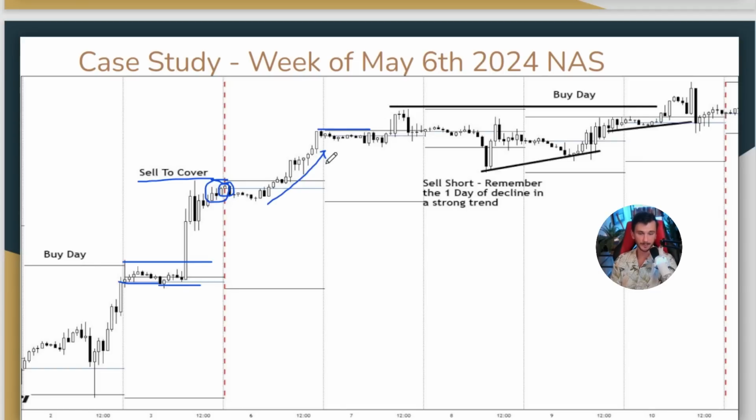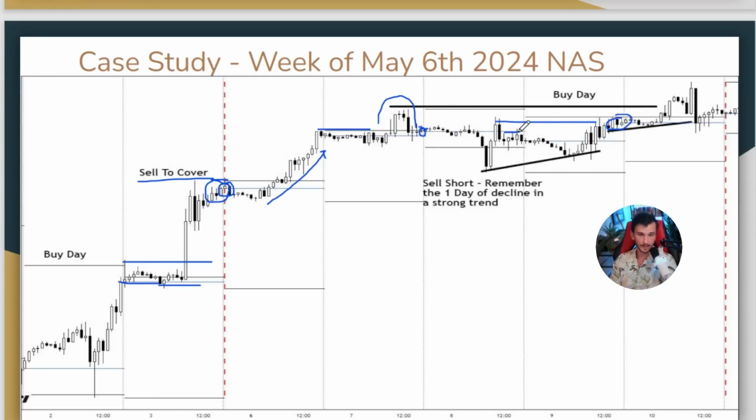Now let's count the days of breakouts real quick. We've got 1 day of breakouts, 2 days of breakouts, 3 days of breakouts, and a peak formation at the high of the week. They close back down underneath. All right. Not necessarily a 1 day of decline just yet. Spikes back down into the low, sell short. Remember, 1 day of decline in a strong trend could indicate a buy day. All right. And then that gives us, once again, a Wednesday, Thursday, Friday. There's our buy day. 1 day of decline.